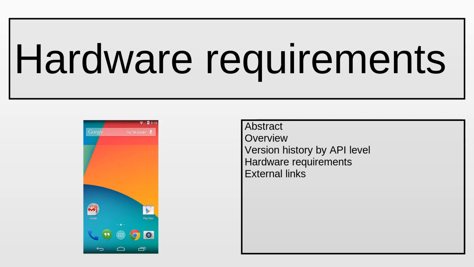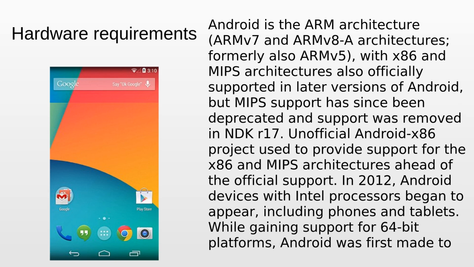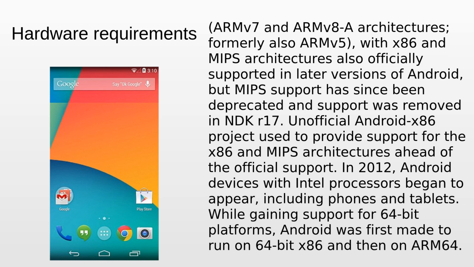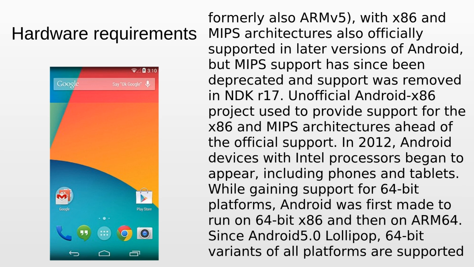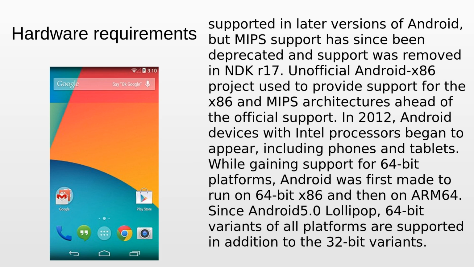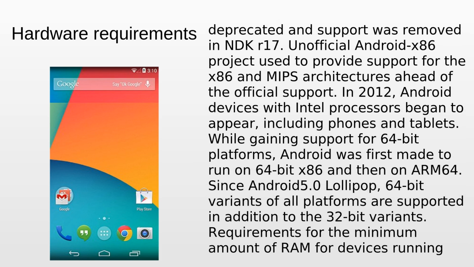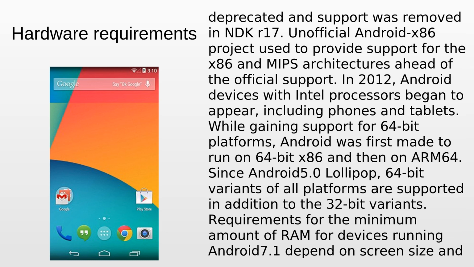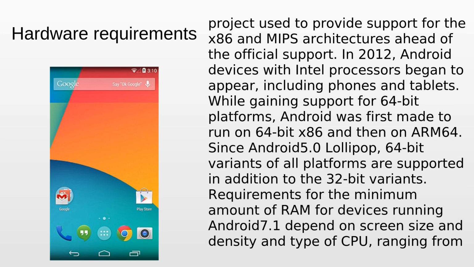Hardware requirements. The main hardware platform for Android is the ARM architecture, ARMv7 and ARMv8-A architectures, formerly also ARMv5, with x86 and MIPS architectures also officially supported in later versions of Android. But MIPS support has since been deprecated and support was removed in NDK r17. Unofficial Android x86 project used to provide support for the x86 and MIPS architectures ahead of the official support.